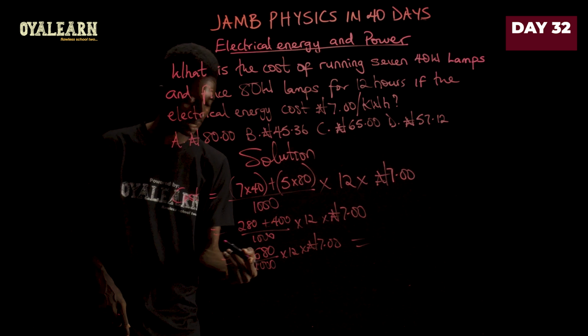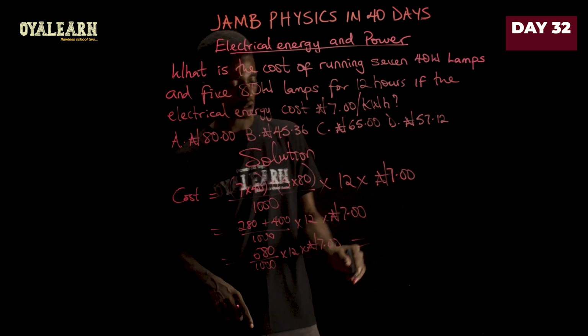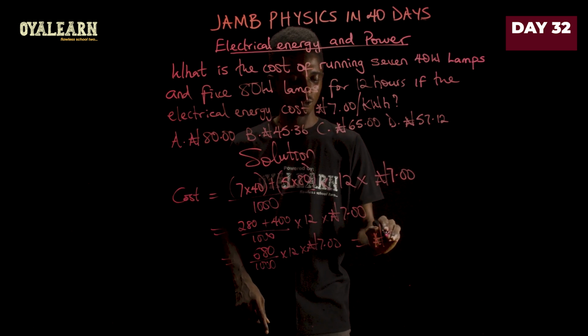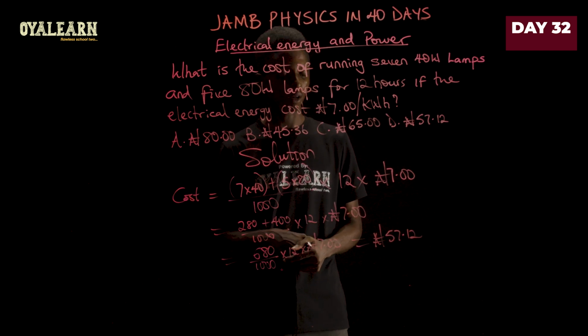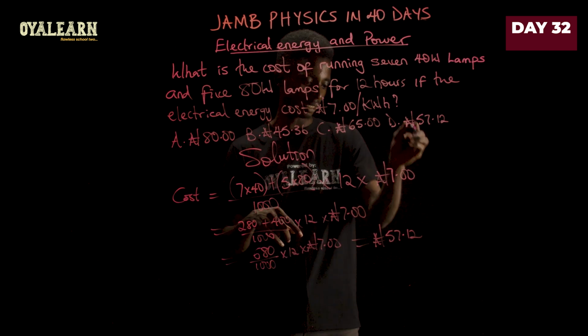Now when you multiply everything that you have here and then divide it by 1000, your answer is going to be 57.12. So 57 naira 12 kobo. So the correct option is D.